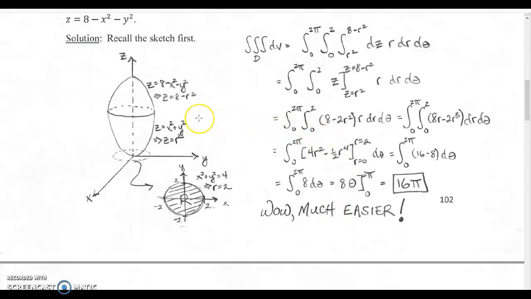And so from now on, when we see something that lends itself to using cylindrical coordinates instead of keeping it in the rectangular coordinate system, we want to take advantage of that.